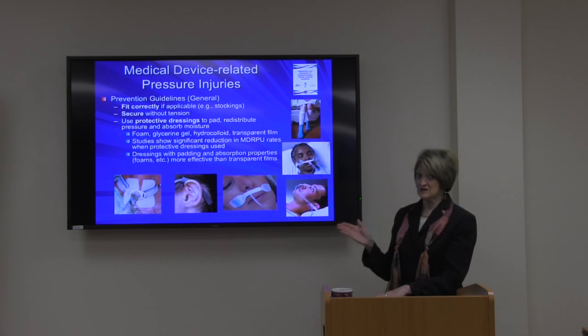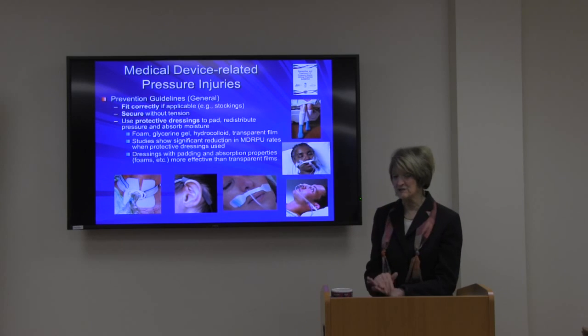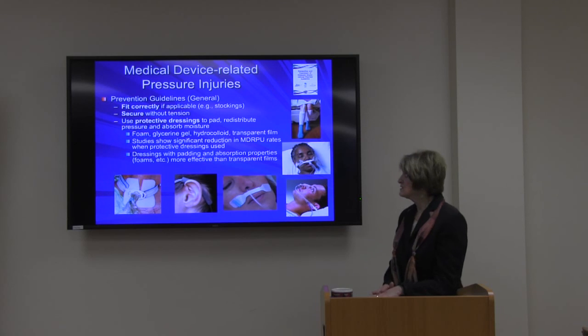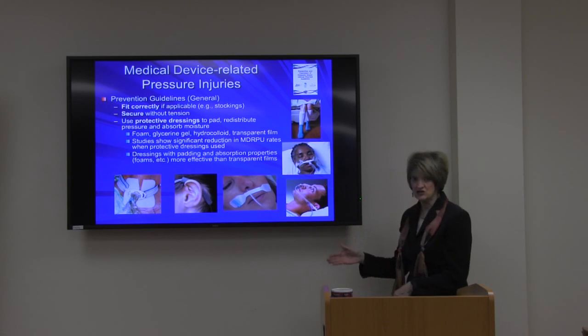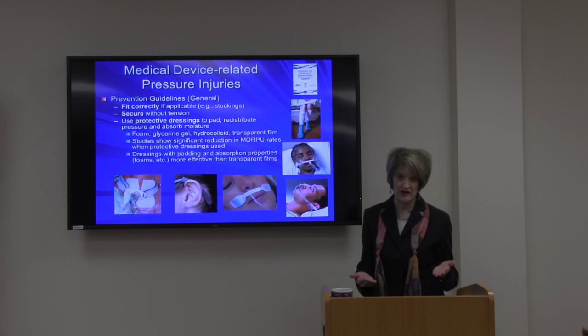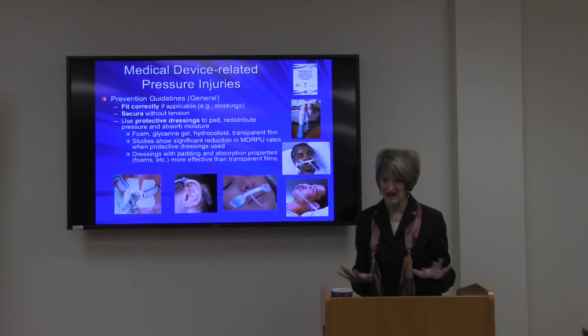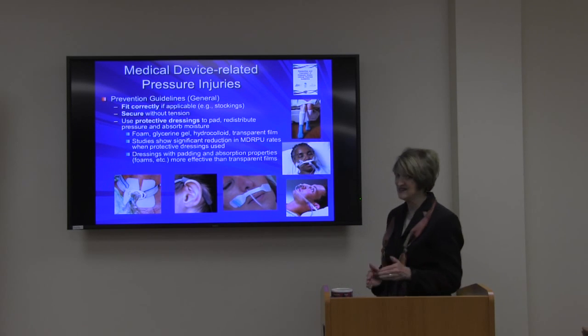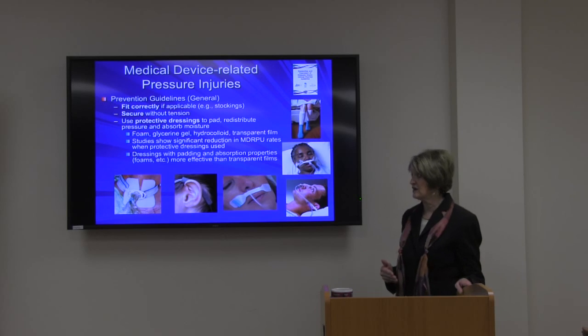What we know is that just like everything else, most of these wounds can be prevented. Probably almost all of these wounds can be prevented. And it comes down to some pretty simple things, okay? So we're going to go through what we need to do and what we have available to us to prevent medical device-related pressure injuries. We have so many things available in 2016 that we did not have a decade ago.